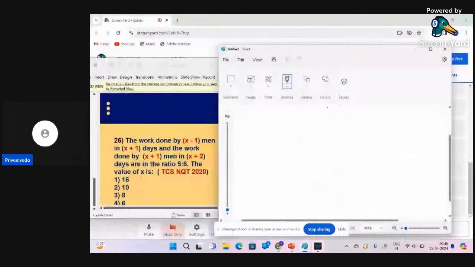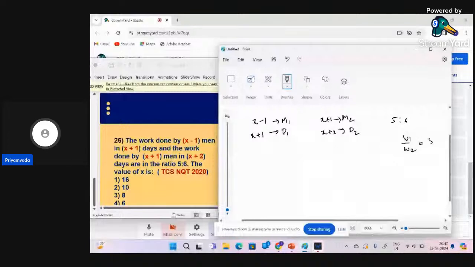What is given? The work done by x minus 1 men, that is M1, in x plus 1 days, that is D1, right? D1 is x plus 1. And the work done by x plus 1 men, this is the M2 scenario, in x plus 2 days, that is D2, are in the ratio 5 is to 6. What is the ratio 5 is to 6? It is of work done, right? So W1 by W2 equals 5 by 6.